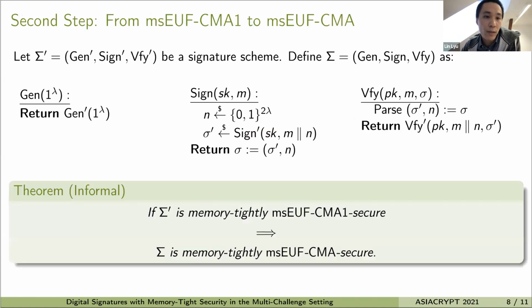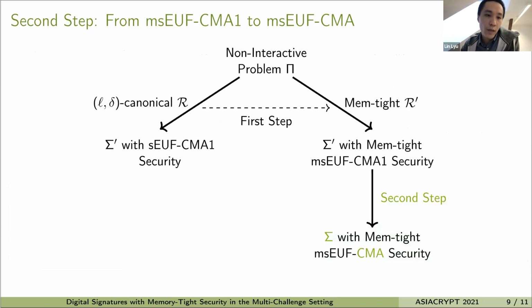To upgrade the security from CMA1 to CMA, we take our second step. More precisely, we choose an additional nonce of length 2 lambda and sign it together with the message. We are able to show that the new signature scheme is MS-UF-CMA secure if the original signature scheme is MS-UF-CMA1 secure. This transformation also preserves memory tightness. So we achieve our goal via these two steps.